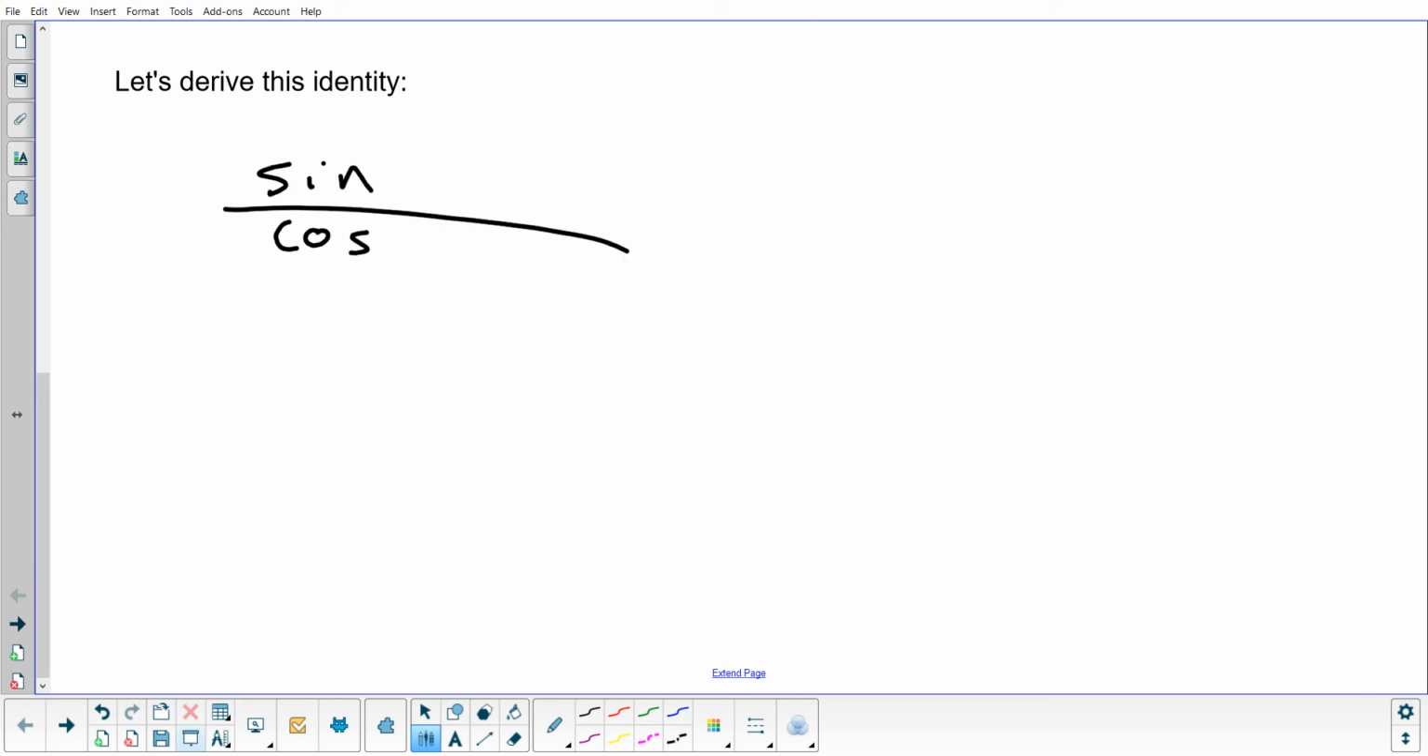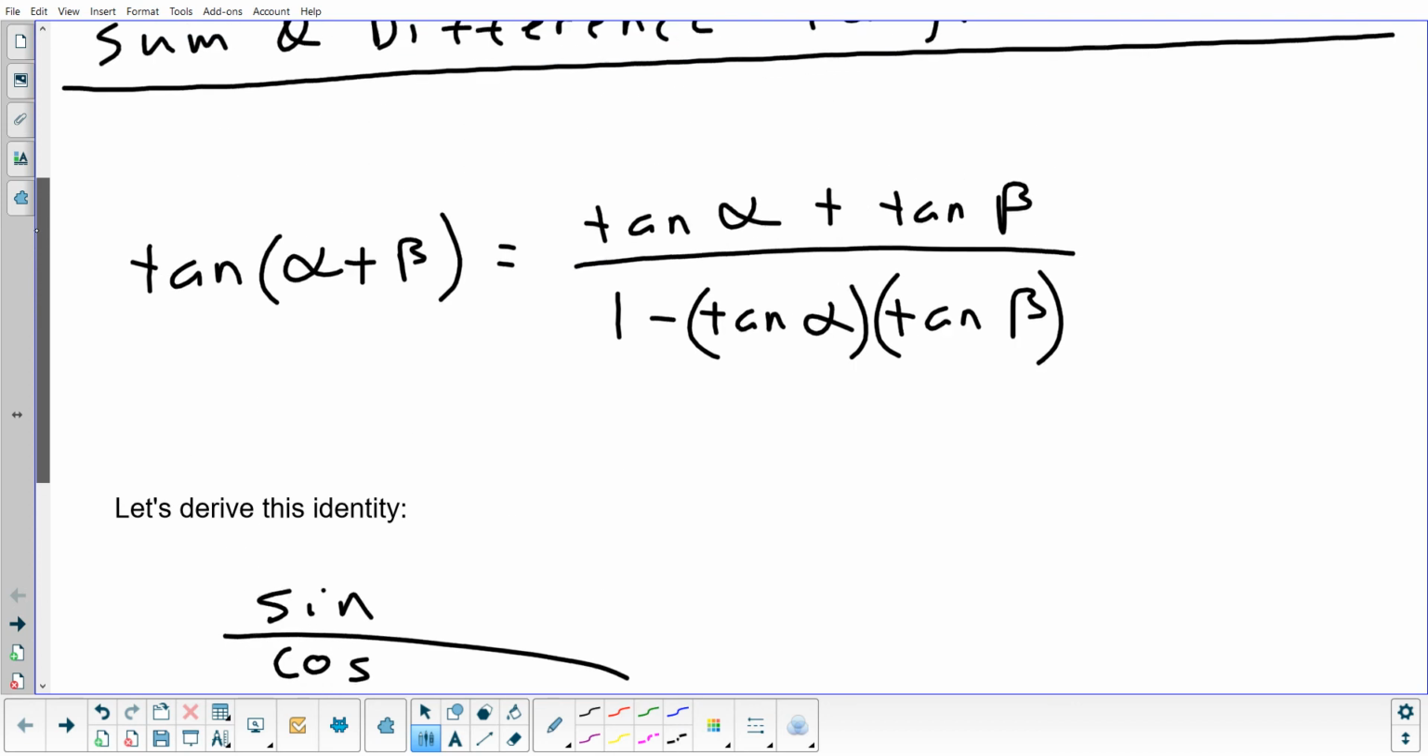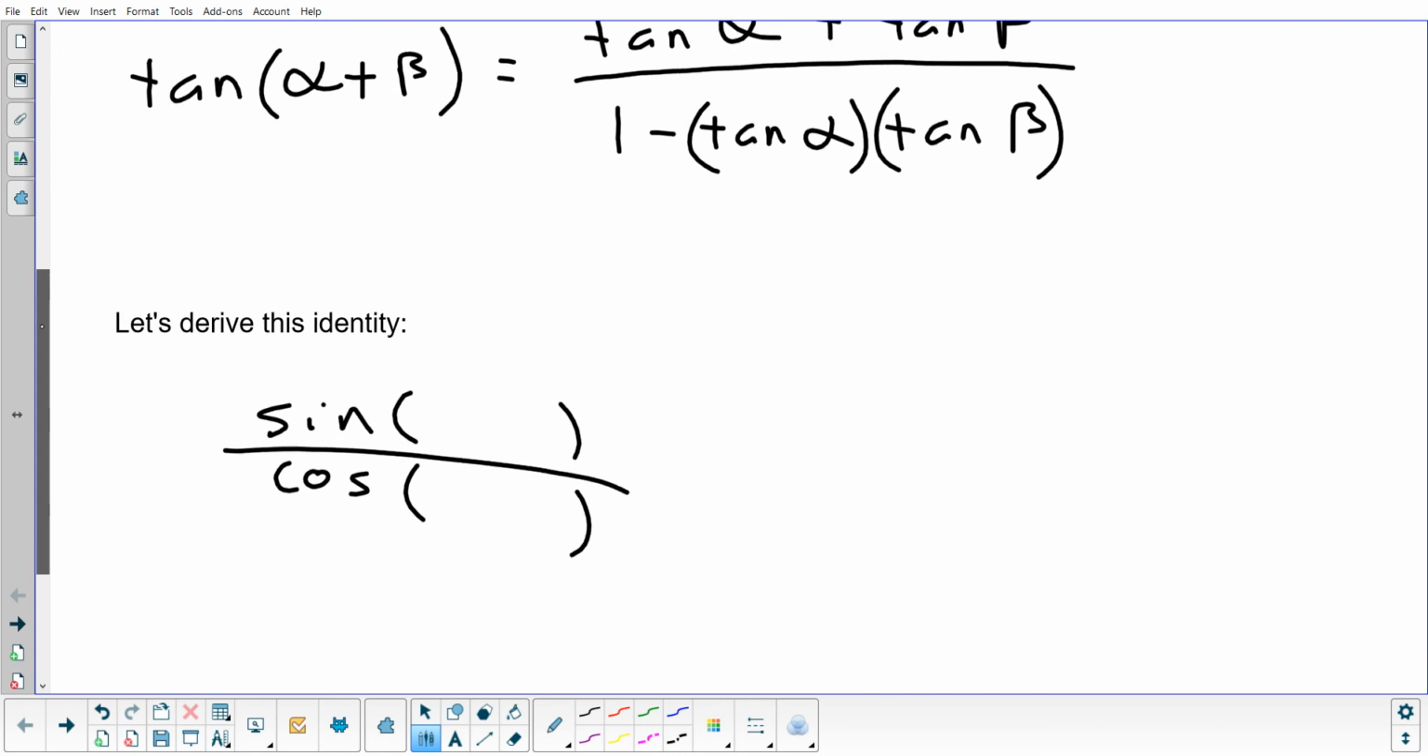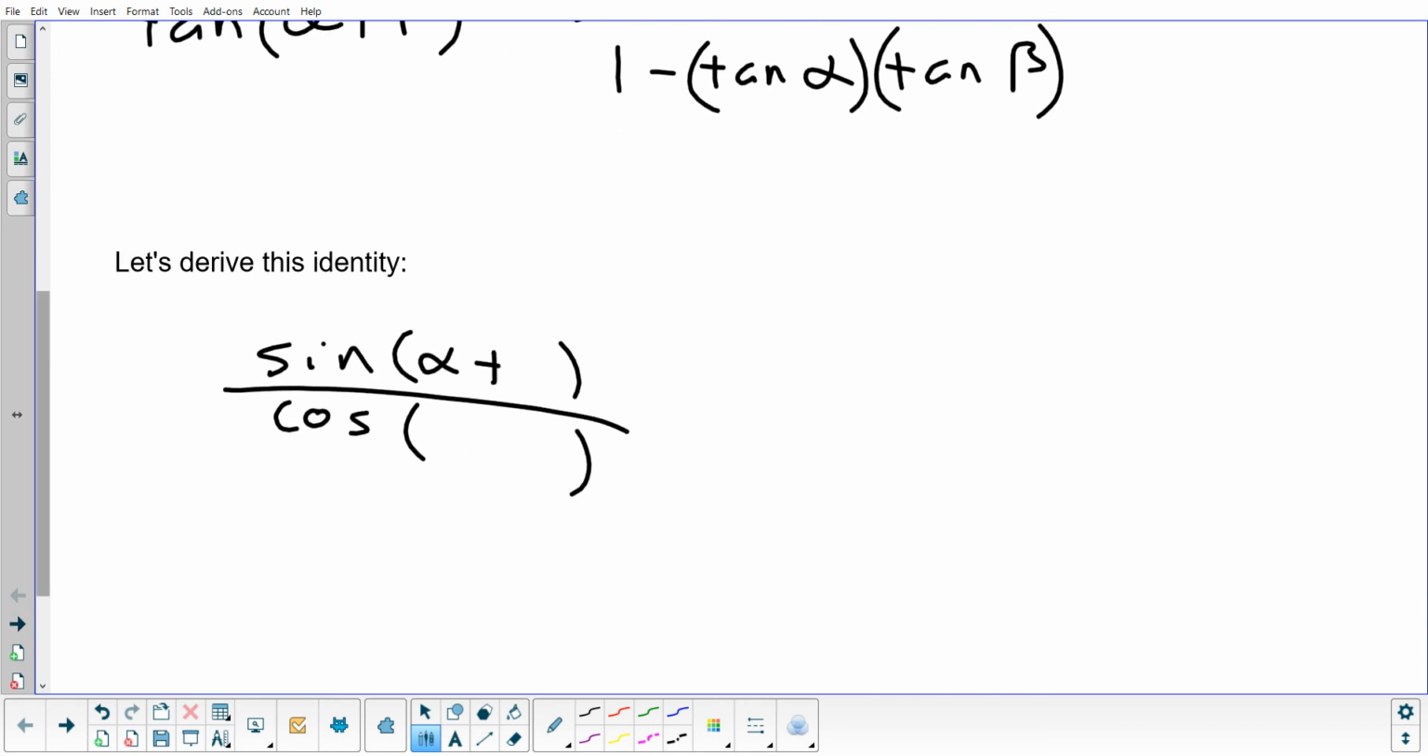Sine over cosine. So what would be your argument in each one of them? Alpha plus beta. That's what you're taking the tangent of. And if I only had one of these problems to do, that's not an awful way to do it. It's going to take a little longer than just knowing the tangent formula. But we are going to look at what the tangent formula is.